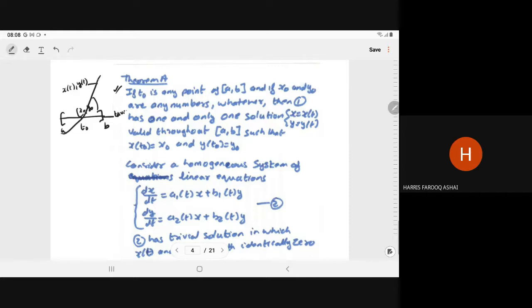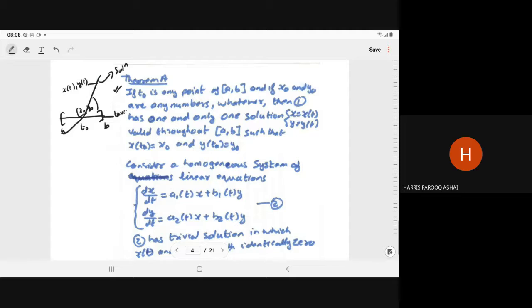So this is the solution curve. This is your solution curve. The solution curve passes through the point t naught between a and b. So it satisfies the condition that is given to you. So it is saying that we always have the unique solution.